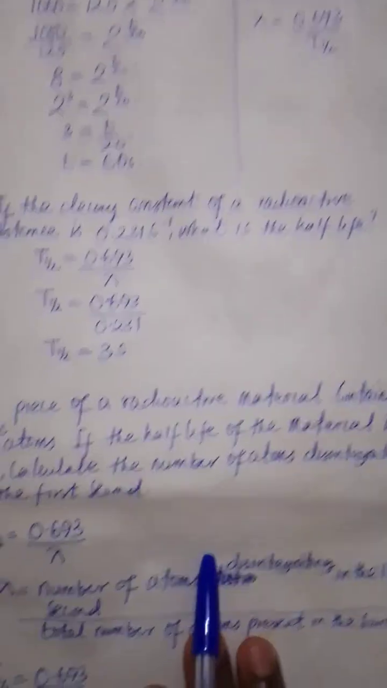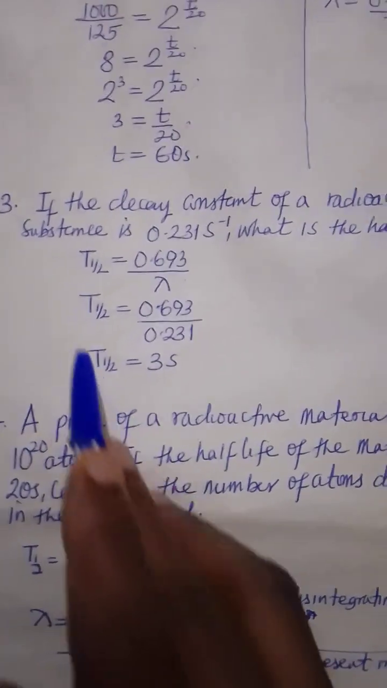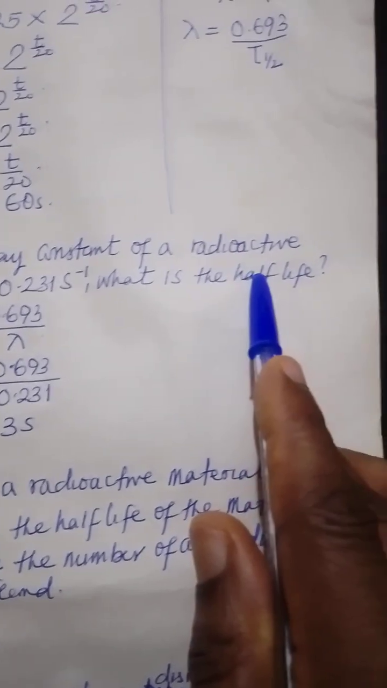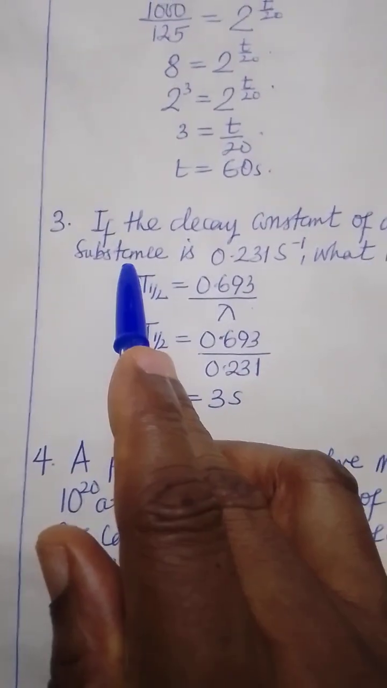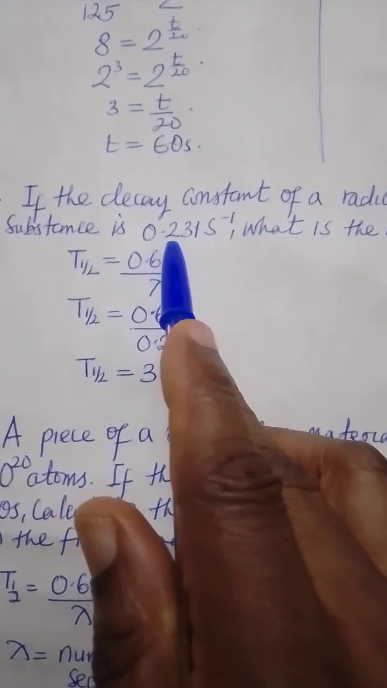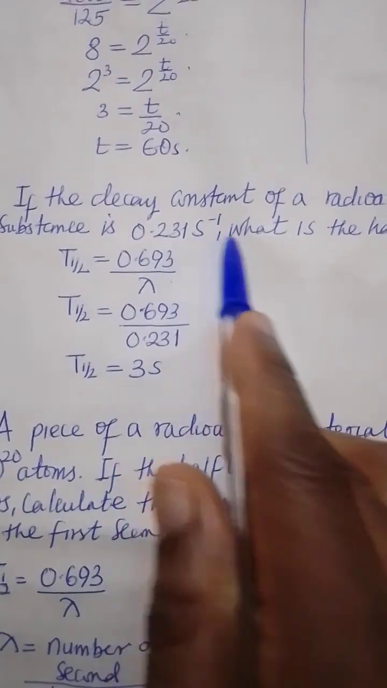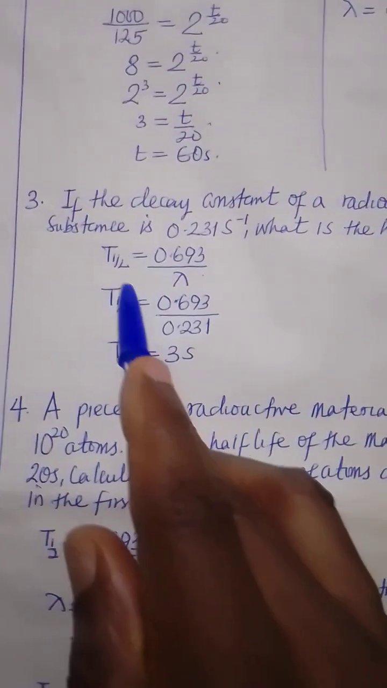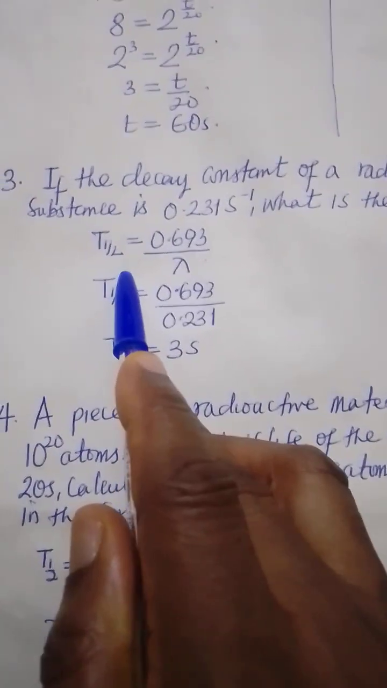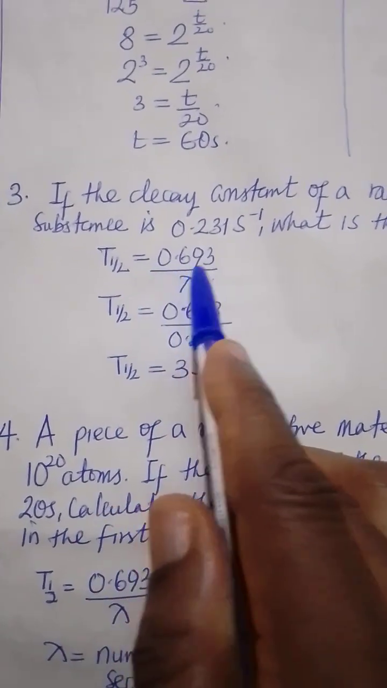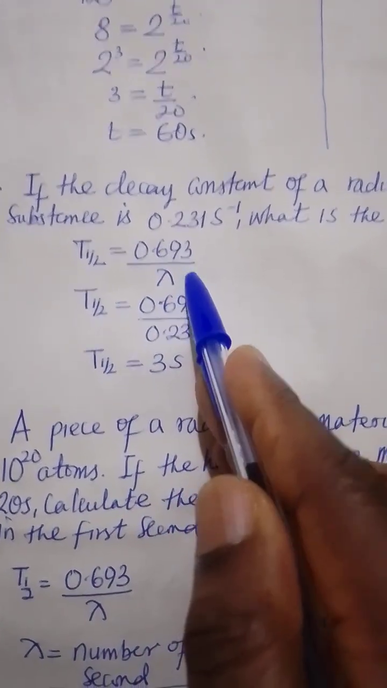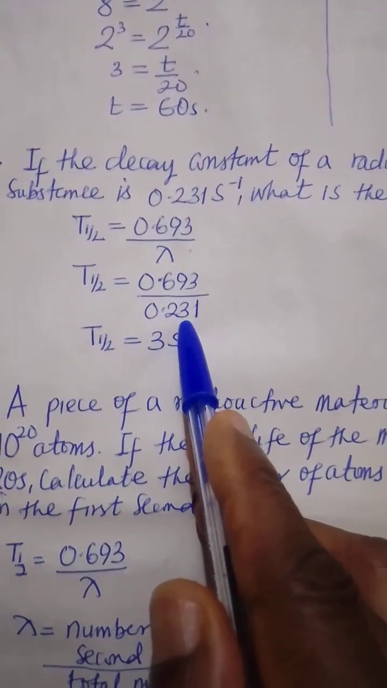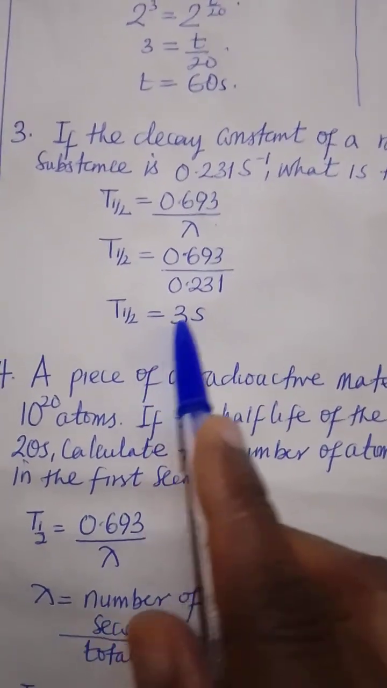Number 3 says if the decay constant of a radioactive substance is 0.231 per second, what is the half-life? Our half-life again is 0.693 over lambda. We are given the decay constant to be 0.231 per second. So if you resolve this, you're going to get 3 seconds.